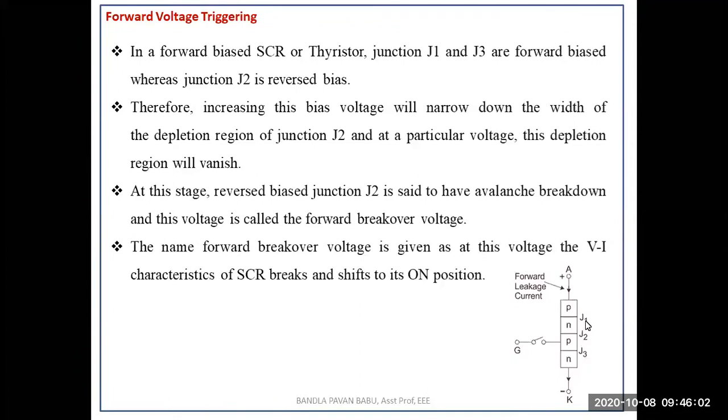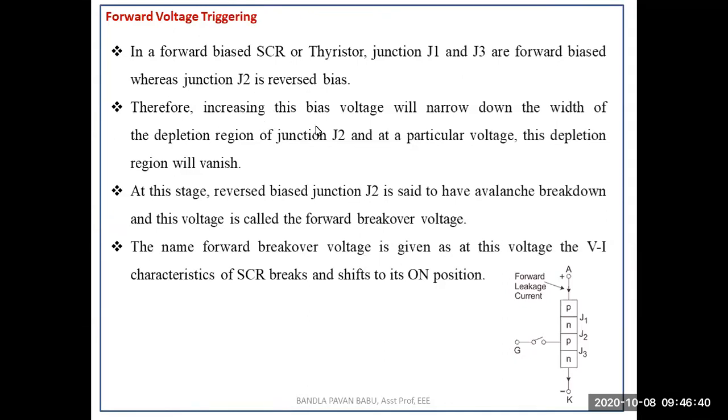Here J1 is forward biased and J3 is forward biased, because the P layer is connected to the positive supply and the bottom N layer is connected to negative. So J1 and J3 will be forward biased and junction J2 is reverse biased. Because of this reverse biased junction J2, current is not allowed to flow from anode to cathode, so it is blocking. Mainly we have to focus on J2. J1 and J3 are forward biased and J2 is reverse biased.